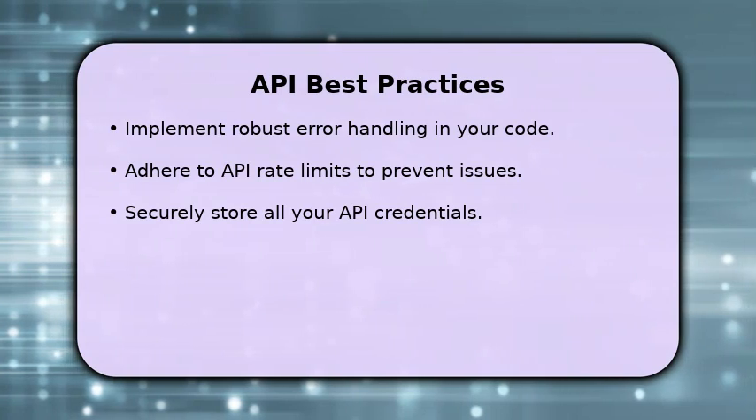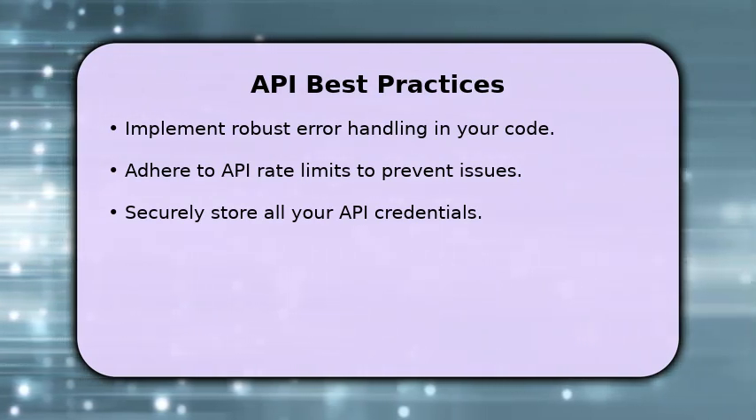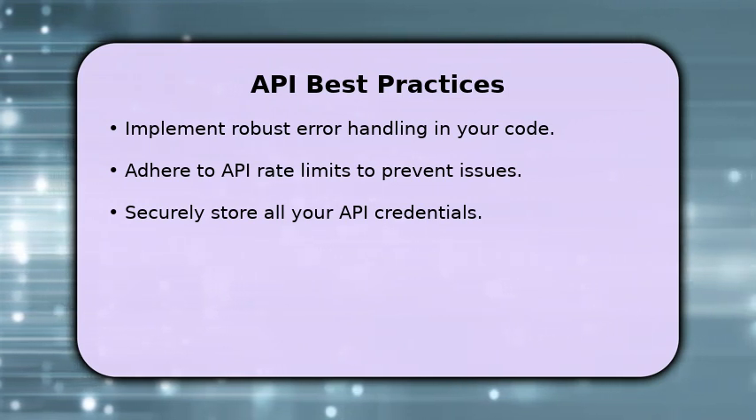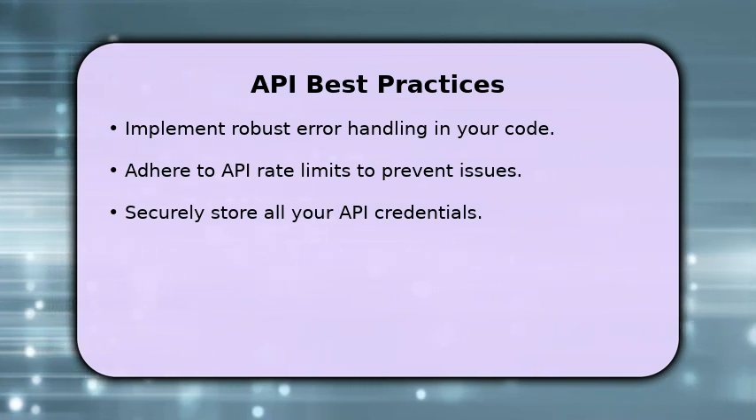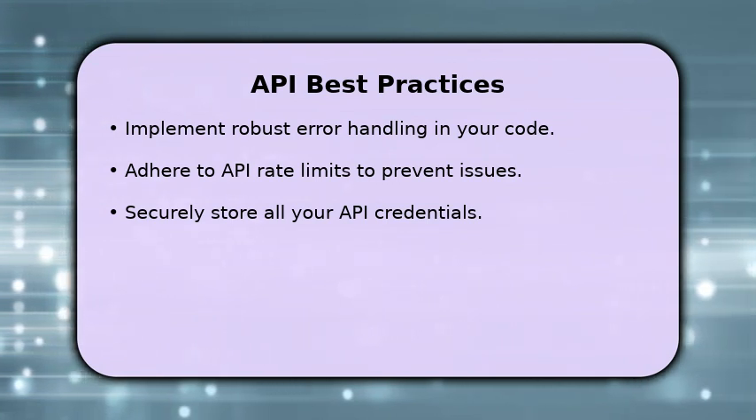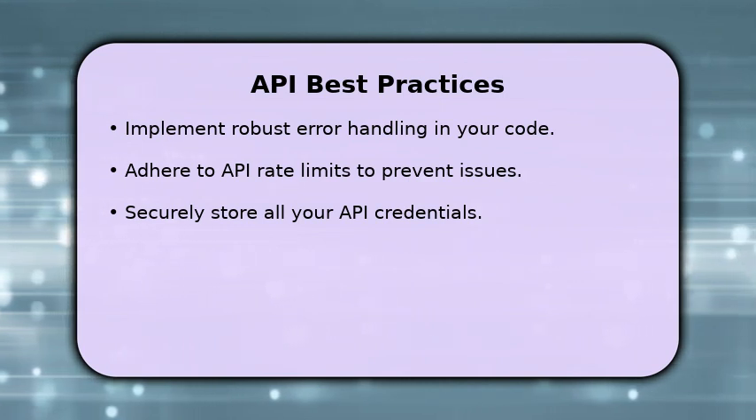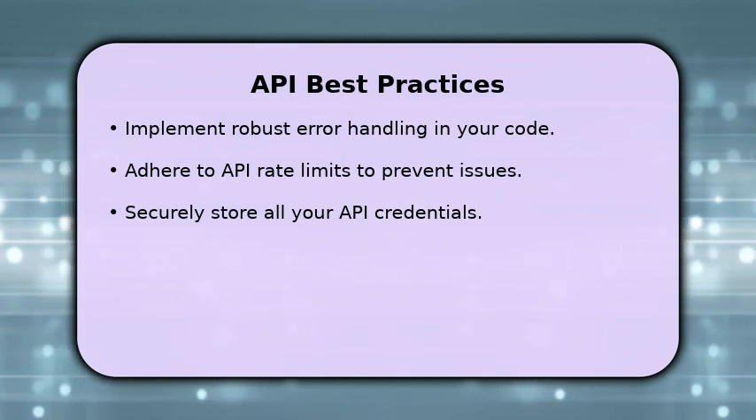Finally, let's cover some best practices for using Zoho APIs. Always implement robust error handling in your code to gracefully manage unexpected issues. Be mindful of API rate limits to avoid getting temporarily blocked. It's also vital to securely store your API credentials, protecting them from unauthorized access. And remember, thorough testing of your integrations is key before deploying them.